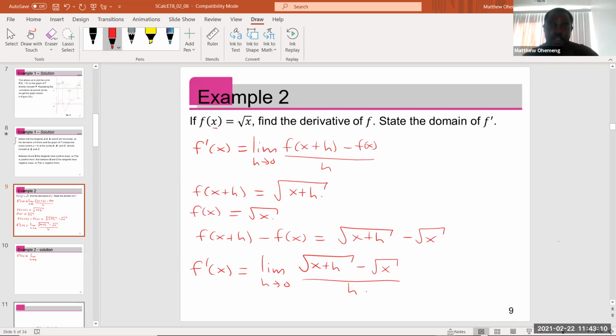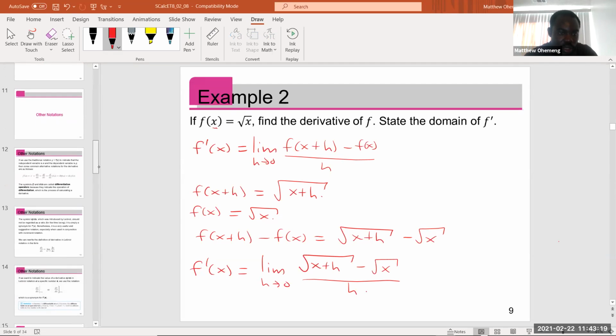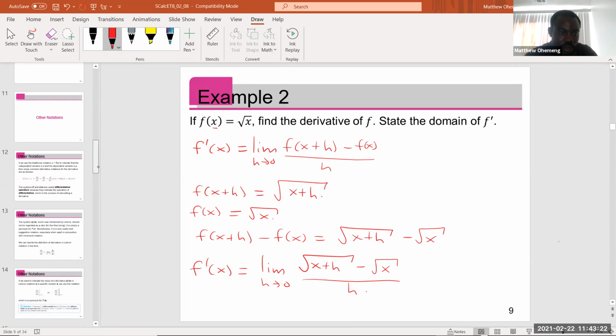One minute to eleven. Perfect, Megan. Thank you. Yeah, I'm coming. One minute. Maybe after this question, I'll just end. After this, I'll talk about the notation.